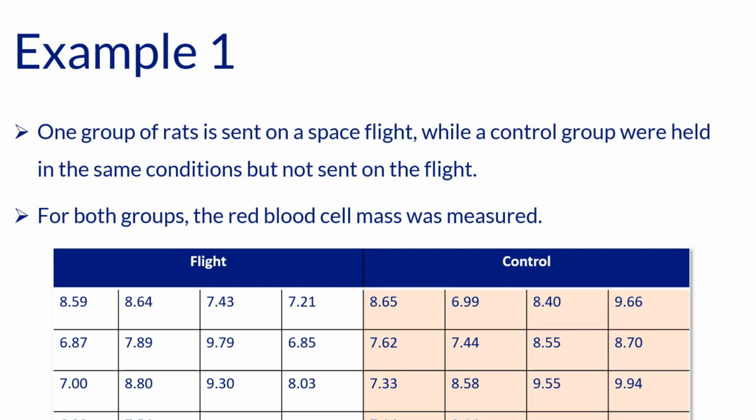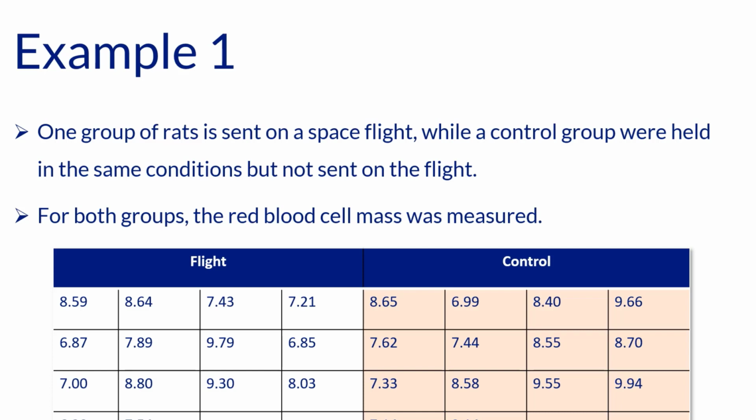So the theory is that the conditions of spaceflight will cause a change in red blood cell mass that'll have some physical effects. If that's the case, the red blood cell mass for the flight group on the left should be significantly different from the red blood cell mass of the control group on the right. So that's our theory. What's our null hypothesis?